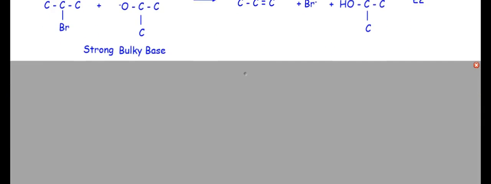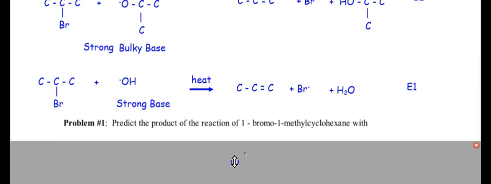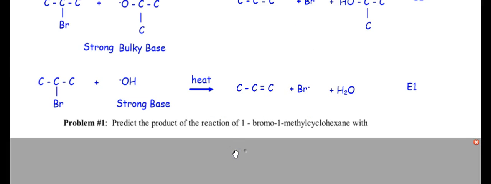And then what about E1? I gave you that too with heat, and I have a strong base. So that would be a secondary and a strong base with heat. Again, I'm going to try to be consistent, but that's kind of like how it goes.